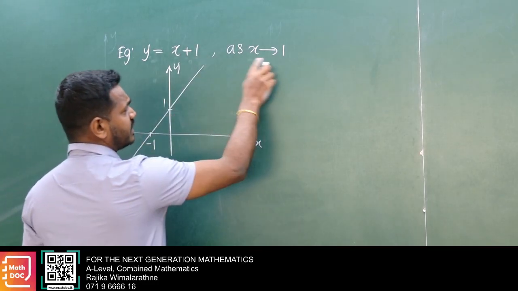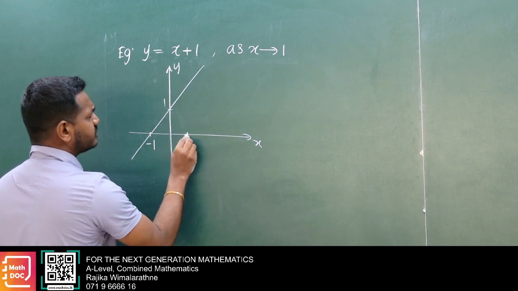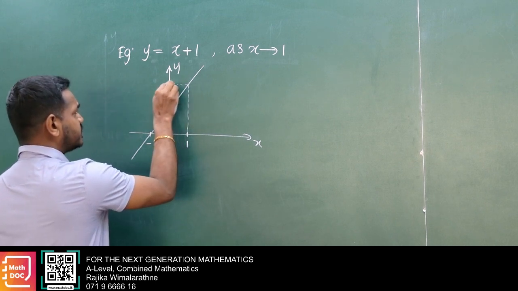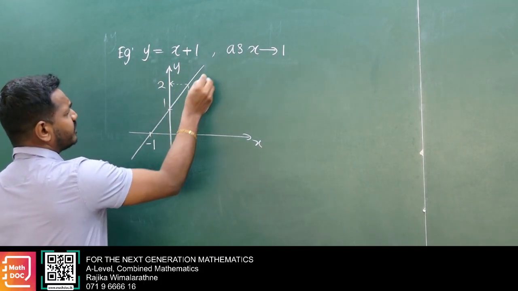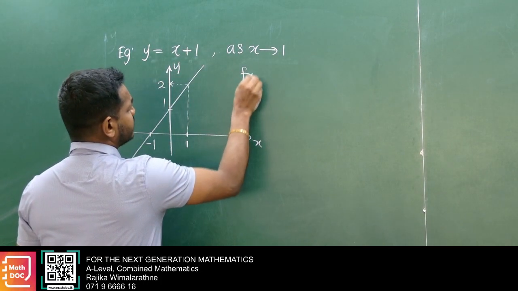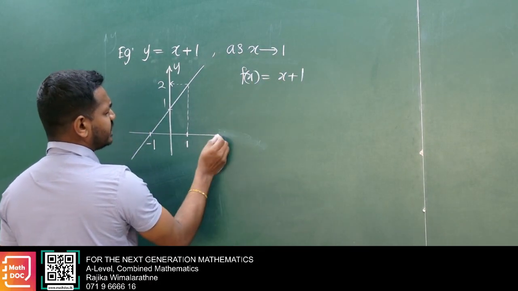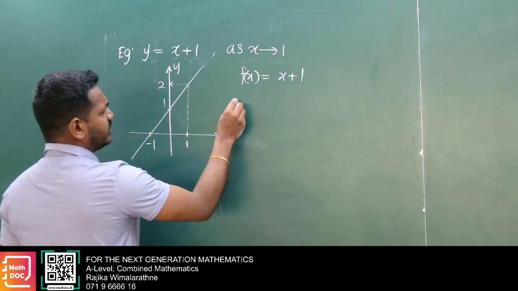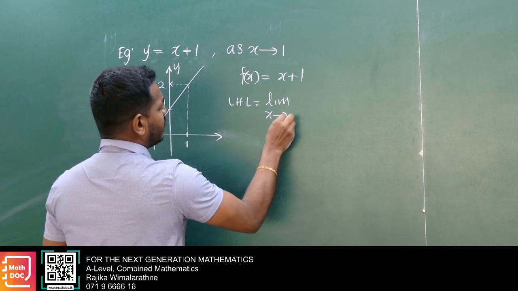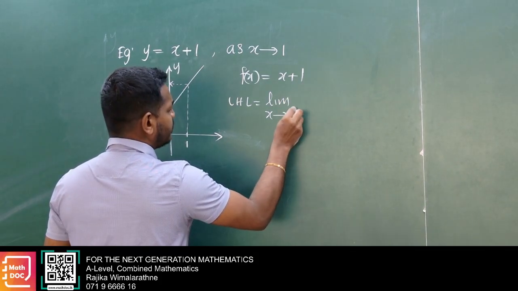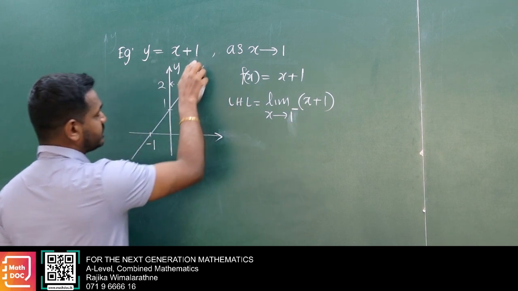So I need to discuss at x goes to 1, x value 1 means somewhere here. Then the corresponding y value you find by substituting, 1 plus 1, 2. Here the function f(x) equals x plus 1. Now find the left hand limit first. Limit x arrow 1 minus of the function x plus 1.